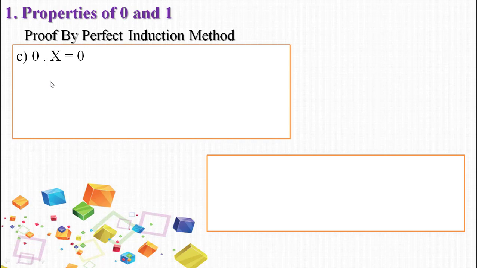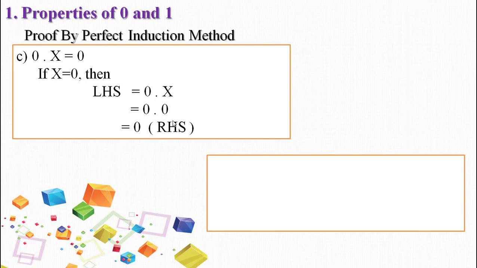Take the value of LHS. Before taking the value of LHS, first assume the value of x is equal to 0. Then the LHS value is 0 multiplied by x. Write it down, then substitute the value of x, whatever you have assumed. The x value is substituted as 0 because we have assumed x is equal to 0. So 0 multiplied by 0 is 0. That is nothing but the RHS that you can see.